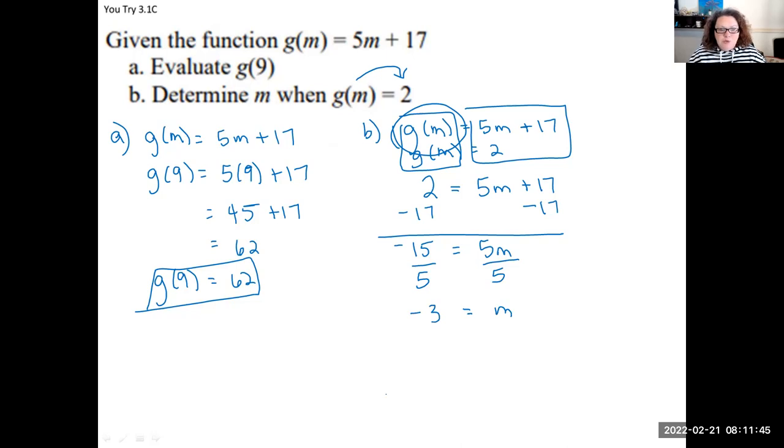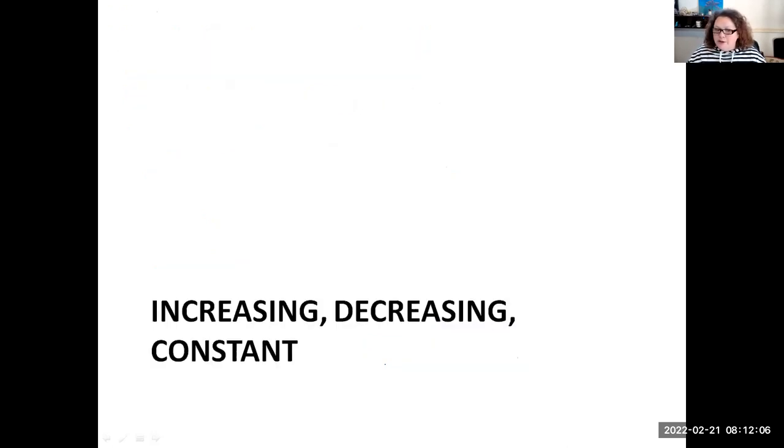So that just means when the function g has m at negative 3, the output is 2. That was what we were looking for. Determine m when the function g of m is equal to 2. All right, I'm going to stop this video and then I'll go to the next one.